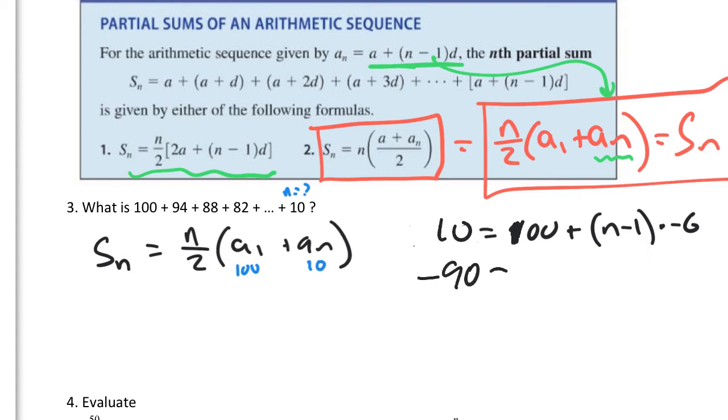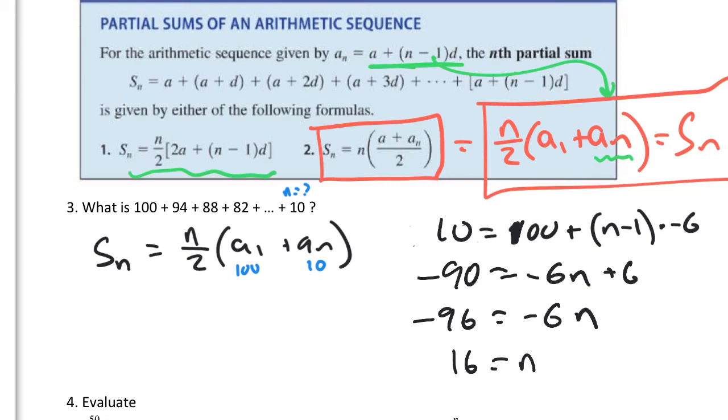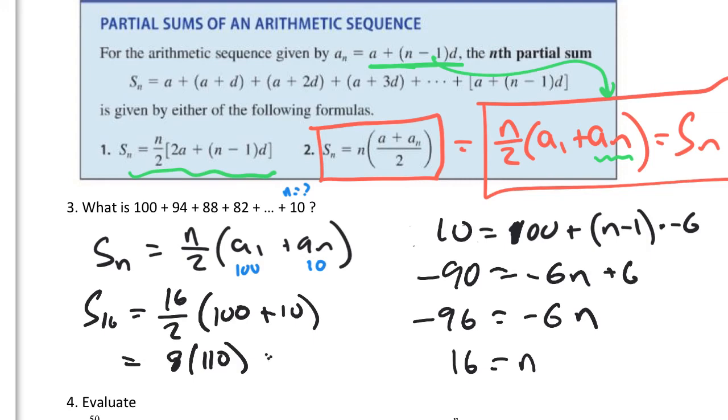So that's negative 90 equals negative 6n plus 6, and negative 96 equals negative 6n. So n equals 16. So that means 10 is the 16th term. So now I can actually solve that S sub 16 equals 16 over 2 times 100 plus 10, which is 8 times 110, which is 880.